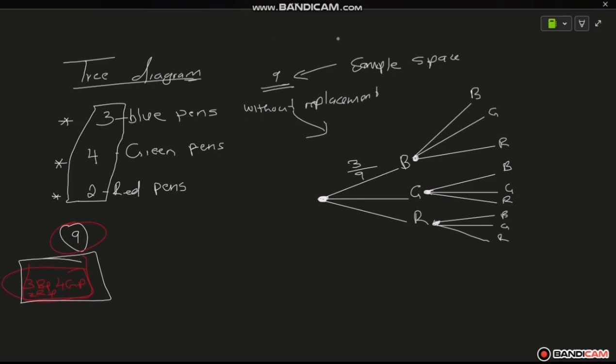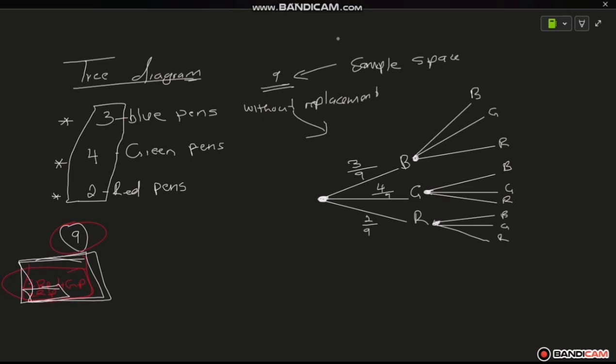Then inside this bag or inside this box, how many green pens do we have? We have 4 green pens. 4 over what? It will be 4 over 9. This is just, we haven't actually chosen anything, we haven't picked anything, we're just writing the probabilities. I hope it makes sense. Then how many red pens inside this bag of 9 pens? We have 2 red pens, therefore it will be 2 over 9. These are just probabilities, but now we need to actually draw our tree diagram without replacement.